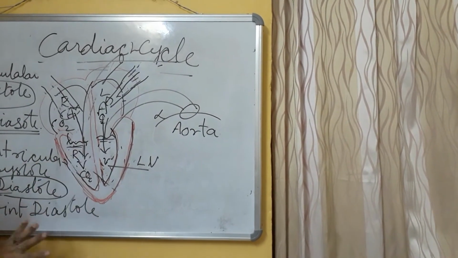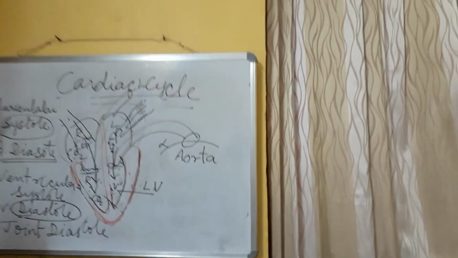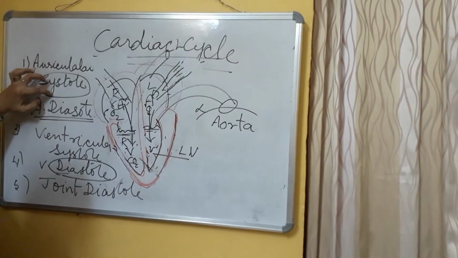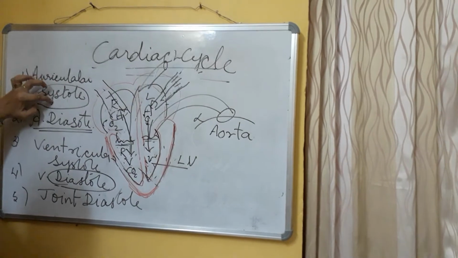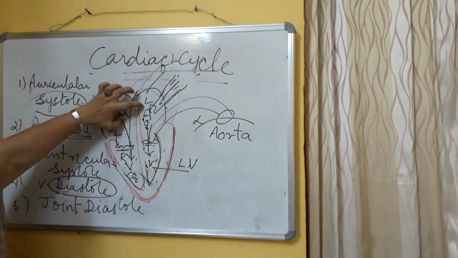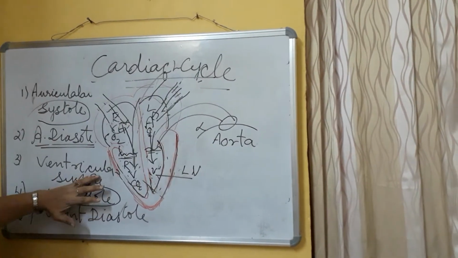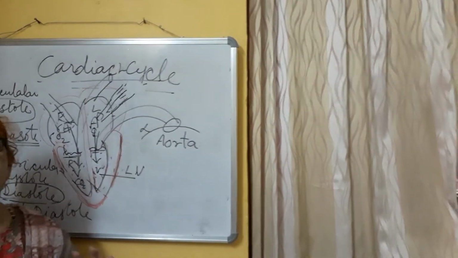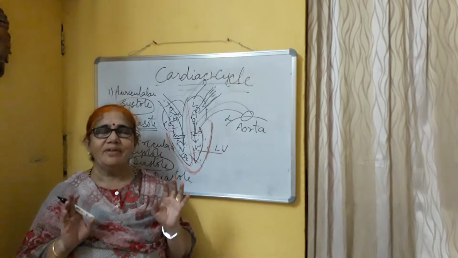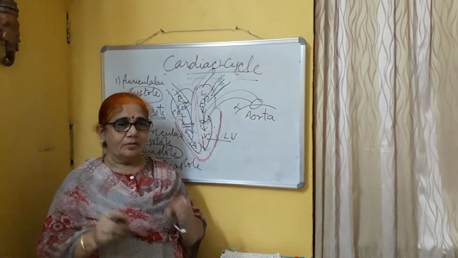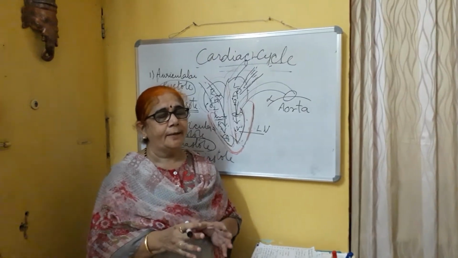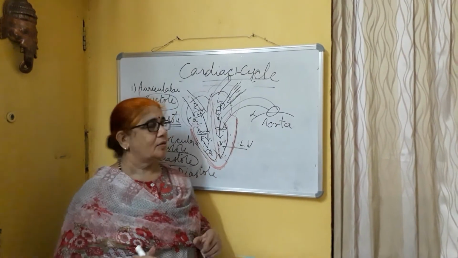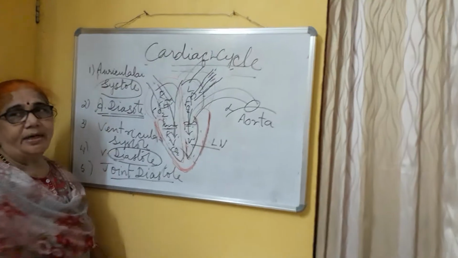First let me finish. Auricular systole, auricular diastole. You should not forget the word systole. If you forget, remember contraction, relaxation. Then ventricular systole, diastole. Now at one point the 4 chambers will relax. This is the total cycle. The 4 walls will be relaxed. When all 4 relax, that is called joint diastole.